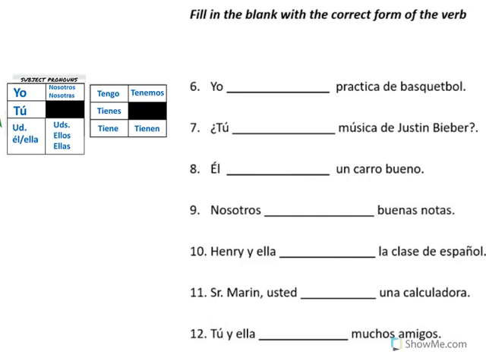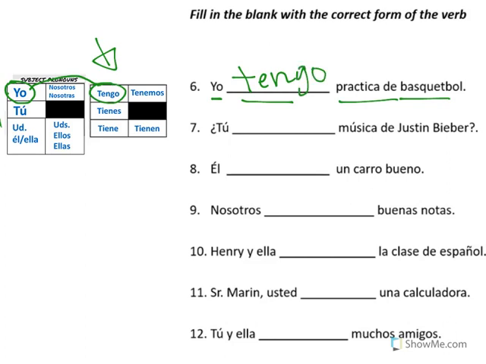So I have the chart right here for reference. So let's do number 6. Yo blank práctica de basquetbol. So in English, this is what we want to say. We want to say I have basketball practice. Well, we're missing the word for have. So we're going to look at the chart. We find yo right here. And we just simply match it up with this one. Yo tengo. Right there. Yo tengo práctica de basquetbol.